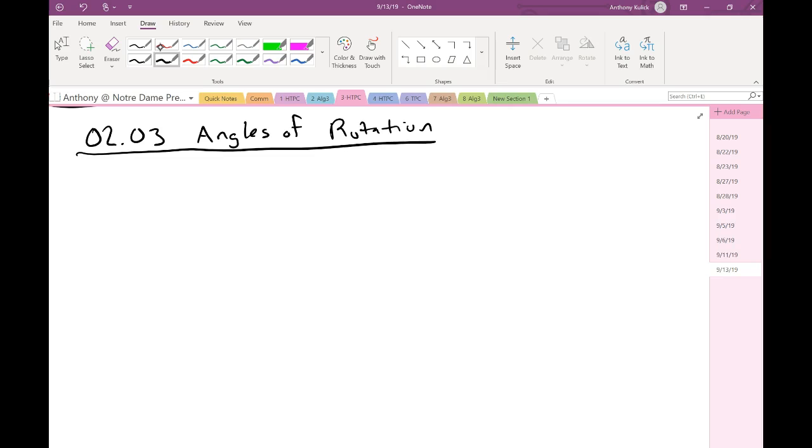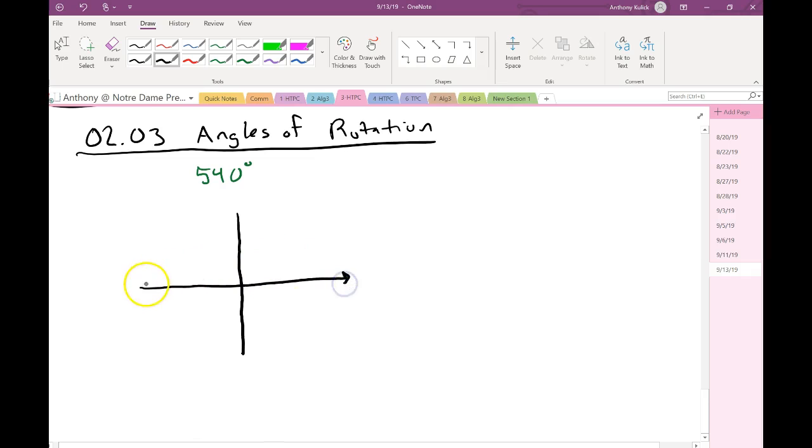So the question is, how do I draw a 540 degree angle? We can. So this is how we're going to do it. We're going to embed this angle in the xy axis. We're going to fix one arm of our angle to the positive x-axis. We call this part the initial side.